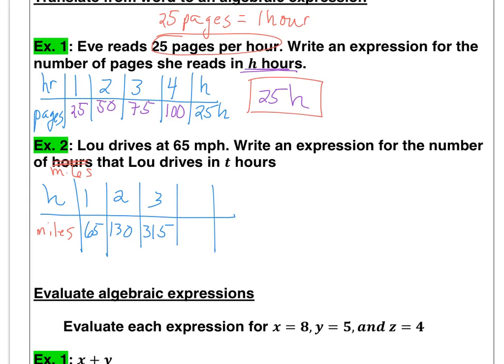So if I want to know what Lou drove in t hours, because they're letting the number of hours be t, not h, then every time from here to here to here, I did 1 times 65. 2 times 65 is 130. 3 times 65 is 195. So here, I want to take t times 65. So it should be 65t. So my answer is 65t. That means that my answer is in terms of t hours.